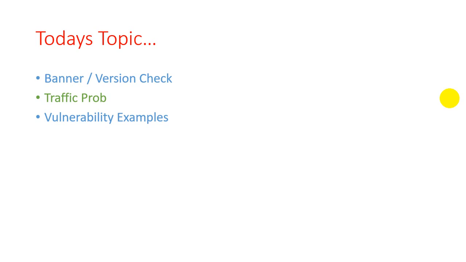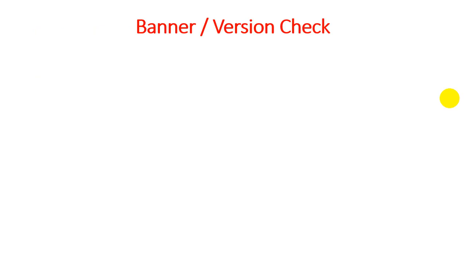Then we discuss traffic probes, meaning the different commands through which we can gain information about a computer system, its services, and the common open ports through which a hacker can access our data. And last, we will discuss some common vulnerability examples. So guys, we will start with the basic concept of version check.